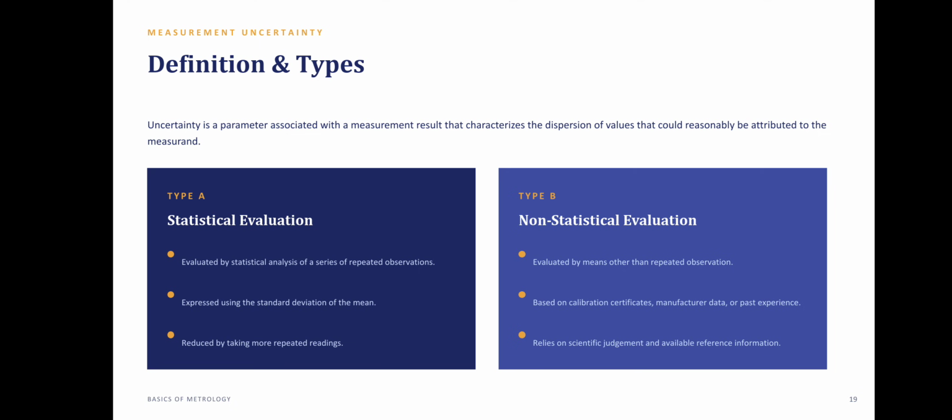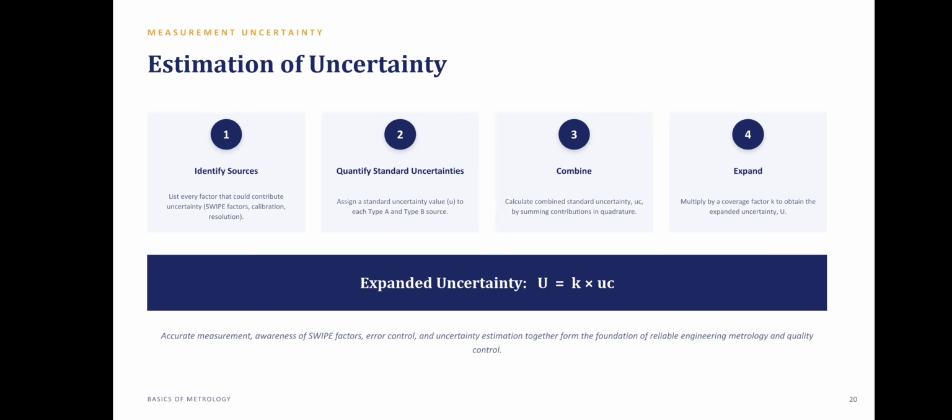Type A is statistical evaluation. That means evaluated by statistical analysis of a series of repeated observations, expressed using the standard deviation of the mean, reduced by taking more repeated readings. Type B means non-statistical evaluation. Evaluated by means other than repeated observation, based on calibration certificates, manufacturer data or past experience. Relies on scientific judgment and available reference information.